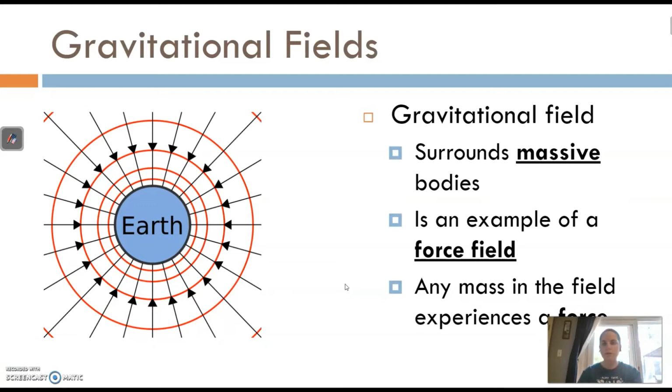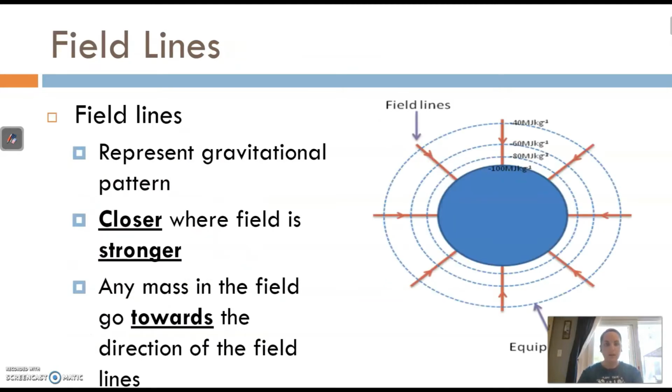So let's talk about gravitational fields. Gravitational fields surround massive bodies. So Earth has a gravitational field. And if you are a mass within this gravitational field, then you are going to experience a force. So that's why we call it a force field. And these field lines represent a gravitational pattern. Our field lines basically represent the acceleration due to gravity, g, 10 meters per second squared. And the closer you are to the field lines, the stronger the force of gravity. Any mass in the field goes towards the direction of those field lines, so towards the center of the object.